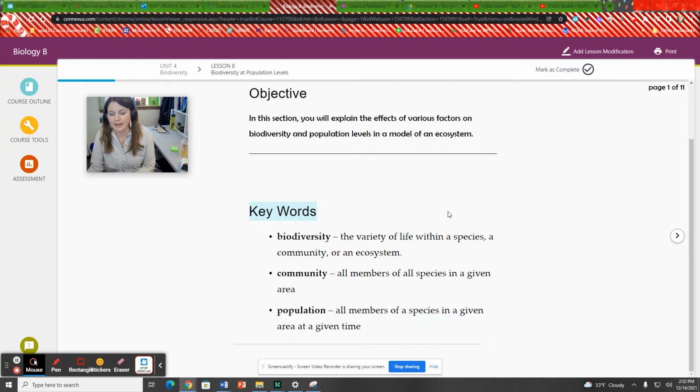Our keywords today are biodiversity, community, and population.